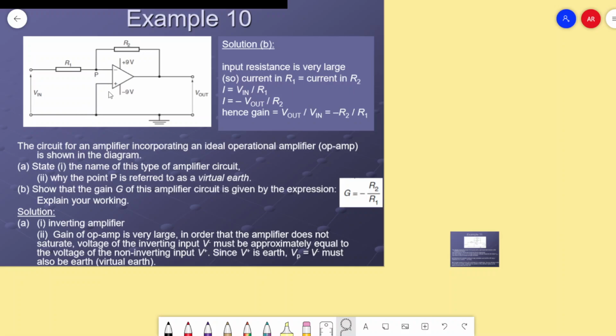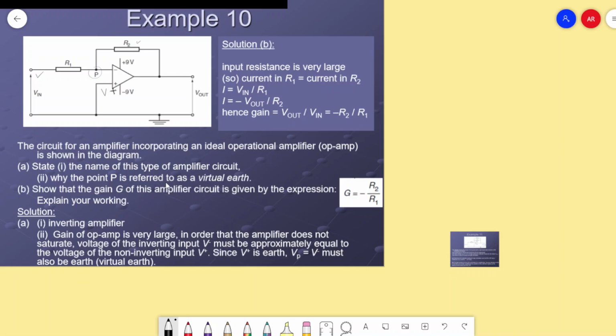So what you are going to check is whether or not the inverting input is grounded, or the non-inverting input is grounded. It is the inverting input where the input terminal is fed into. Yes, P is there, which is at virtual earth. This is the resistance, which is the feedback resistance. So it is an inverting amplifier. So we wrote down that it is an inverting amplifier.